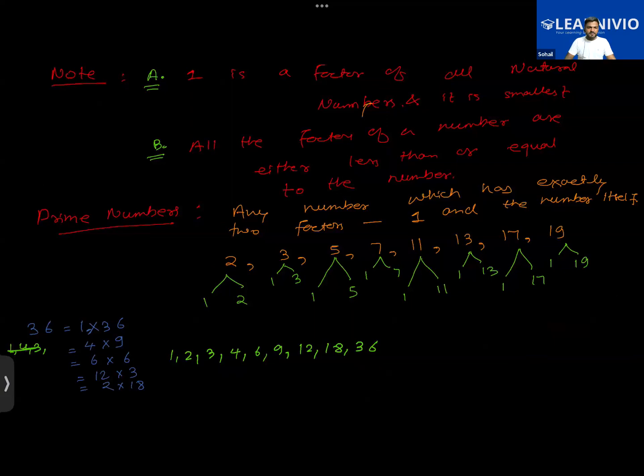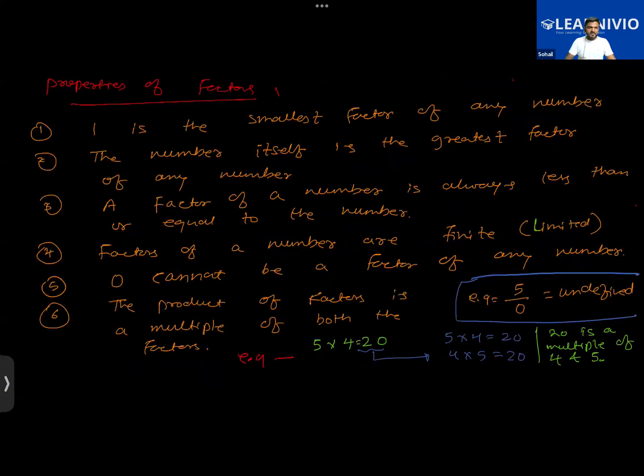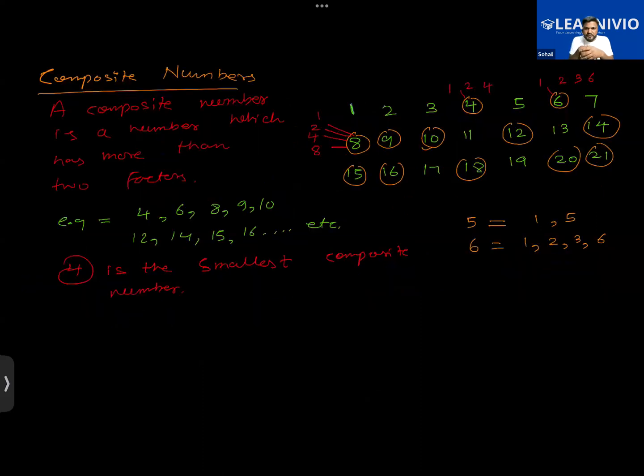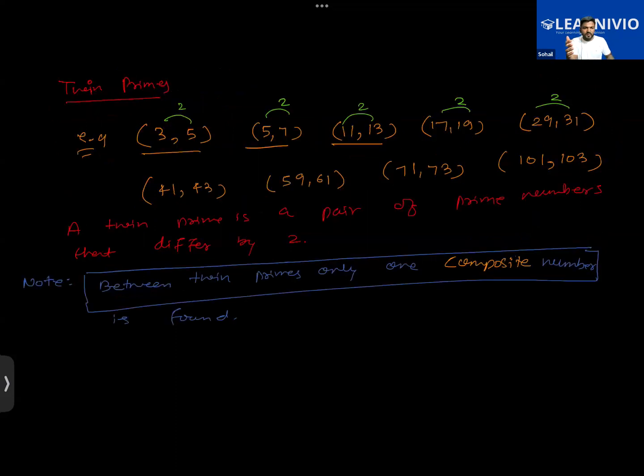Properties of factors, right? These were some of the properties of factors which we learned. We also learned about prime numbers, and twin primes too. Then we learned about composite numbers. Prime numbers and composite numbers are different from each other.